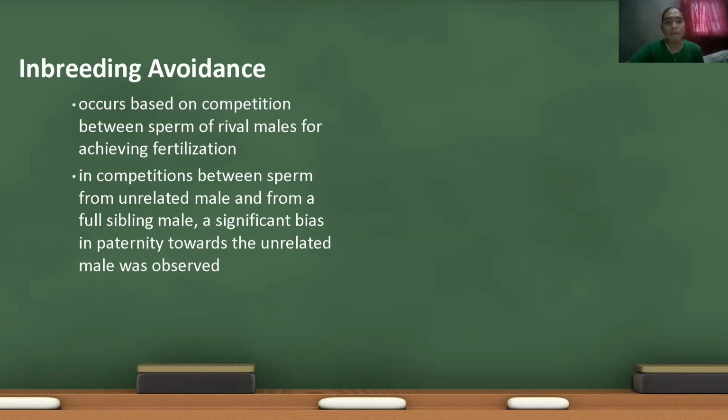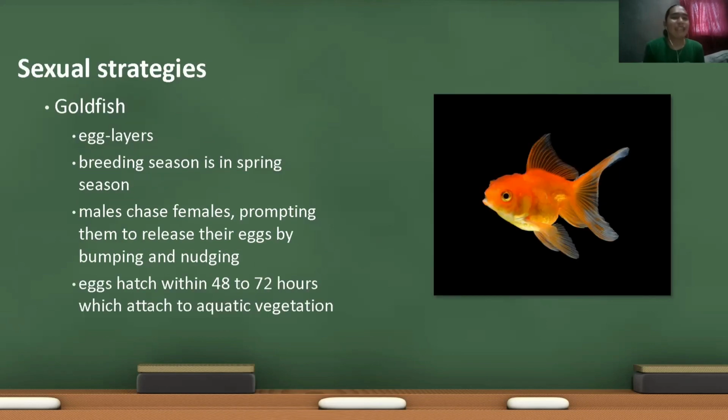The next is inbreeding avoidance. It occurs based on competition between sperm of rival males from achieving fertilization. In competitions between sperm from an unrelated male and from a full sibling male, a significant bias in paternity towards the unrelated male was observed.